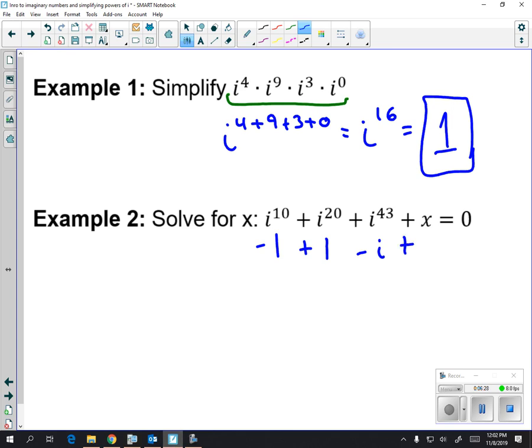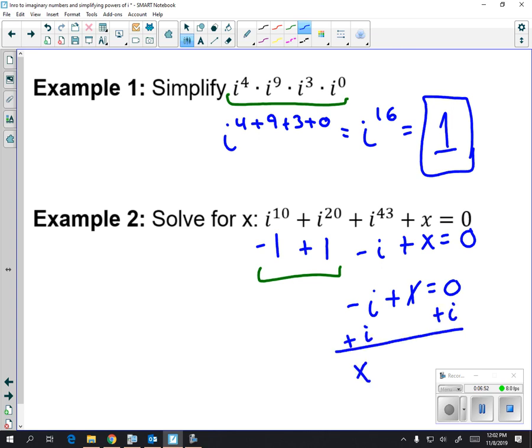And then let's bring down the rest of the equation. So now that we simplified each power of I individually, you're going to combine like terms and solve. You know that -1 plus 1 is 0, so they cancel each other out. You're going to be left with -I plus x is equal to 0, and you solve for x. You get that x is equal to I.